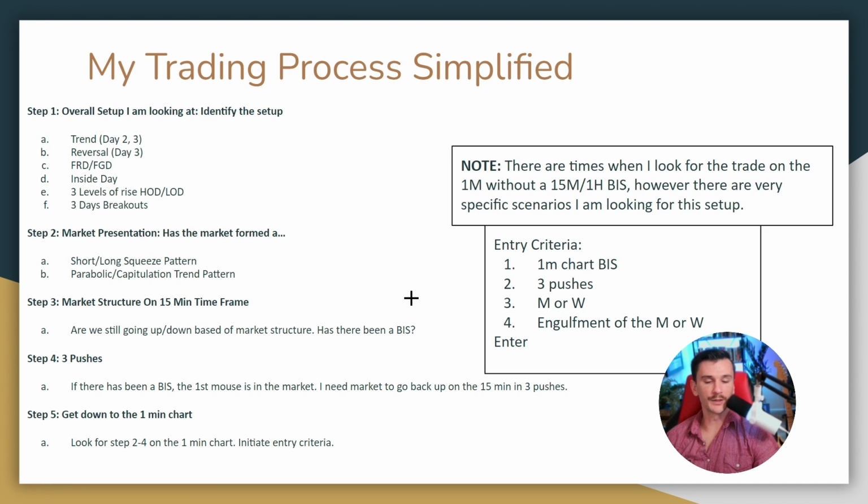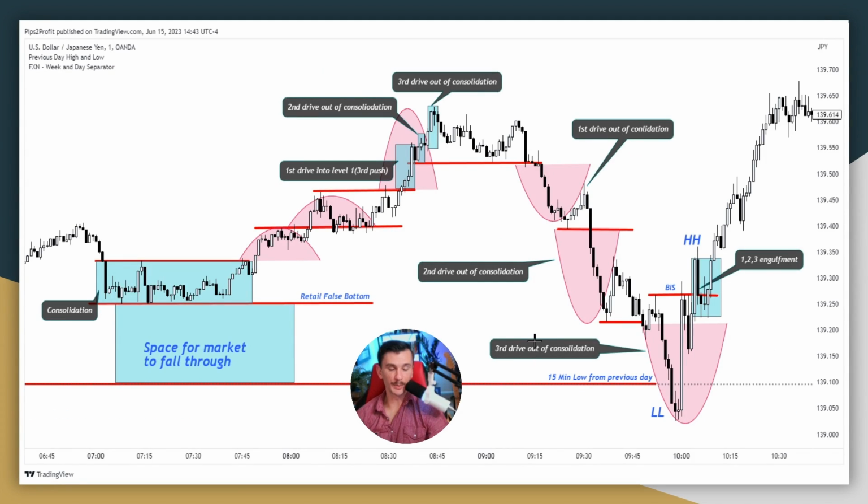Then I go down, I look at the 1-minute chart, and I say, okay, this is my entry criteria. Everything else is lining up. Step 1, 2, 3, and 4. Now I need my entry criteria to play out. 1-minute chart needs to have a break in structure. I need to have 3 pushes. I need an M or a W. And then I need an engulfment of that M or that W at a specific time of the day so that I can get my first entry and look for follow-on entries to add in or size in to that trade. This is another beautiful example of a trend trade and also a reversal trade in the same day.